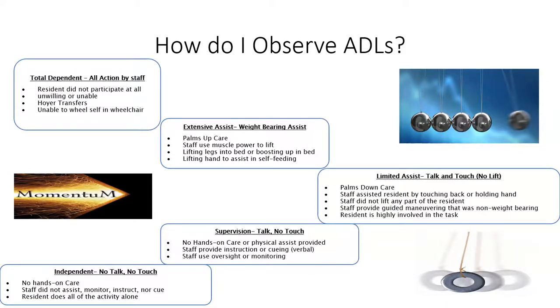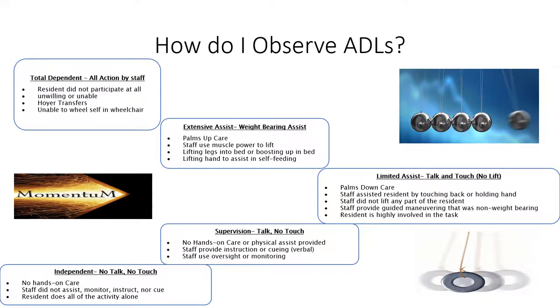Supervision. Talking, but we're not going to touch. They're going to maybe need some cues. No hands-on care or physical assist provided to the resident. Staff provided instruction or cueing, verbal, and staff uses oversight or monitoring. If they're independent, you don't have to talk to them, you don't have to touch the resident to assist them. There's no hands-on care. Staff did not assist, monitor, instruct, or cue the individual. The resident does all of the activity alone. You don't have to tell them to do it.